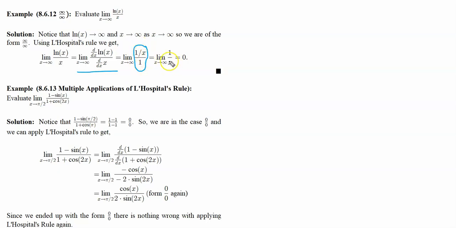Well, of course, this simplifies as the limit as x approaches infinity of 1 over x, and that is 0, right? As x is approaching infinity, 1 over x is going to be approaching 0. And since the limit of this quantity right here is equal to 0, you are justified in saying that the original limit we started with is equal to 0 as well.